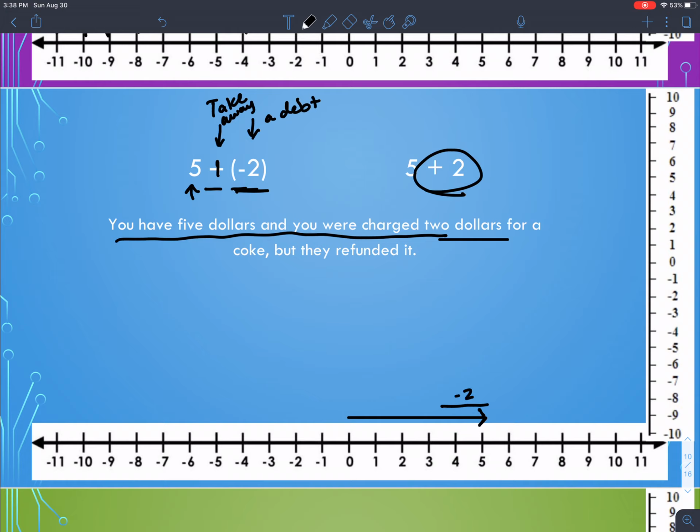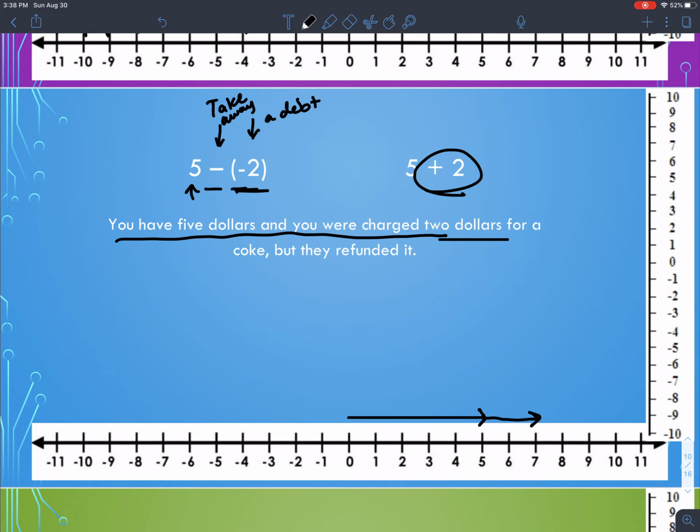However, what we're not doing is adding a charge of $2. What we're doing is taking a charge of $2 away. So let's pretend you were already charged $2 and they gave the money back to you. So instead of going down $2, what you're doing is you're going up $2.